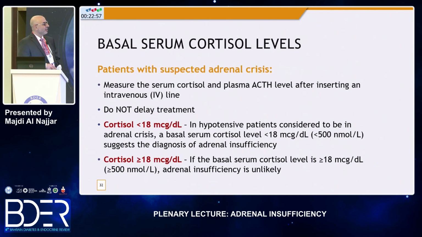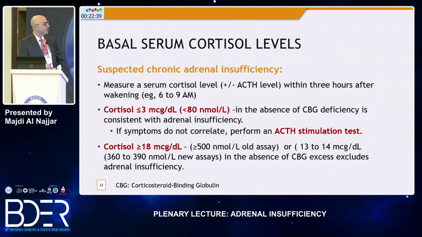So in patients with suspected adrenal crisis, we don't wait for results. We just treat, and when we put in the IV line, we draw blood for cortisol. If the blood level comes below 18, this is adrenal insufficiency. If it comes over 18 micrograms per deciliter, then this patient does not have adrenal insufficiency. In patients with suspected chronic adrenal insufficiency, we measure AM cortisol. If the patient has typical symptoms and the blood level is below 3 micrograms, then we say this patient has adrenal insufficiency. If the blood level comes over 18, then we say for sure this patient does not have adrenal insufficiency.